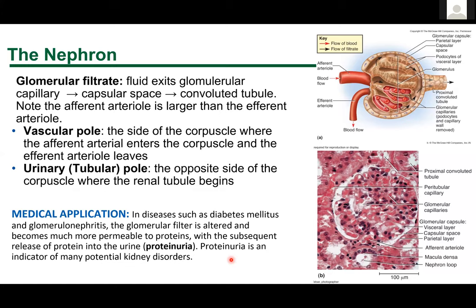Proteinuria is an indicator of lots of different disorders, so it's not good enough as a medical cue by itself. If you saw this in a patient's urine, you would need to collect other information to confidently say what exactly was going on with them.